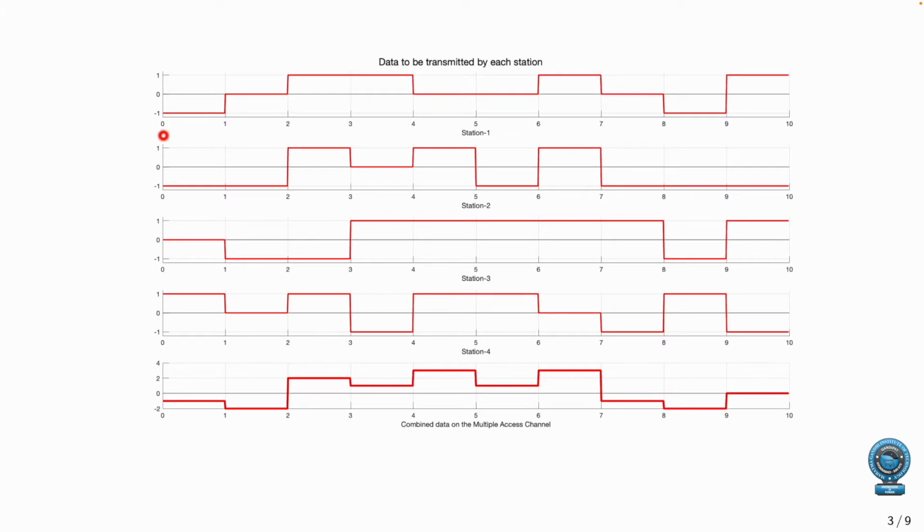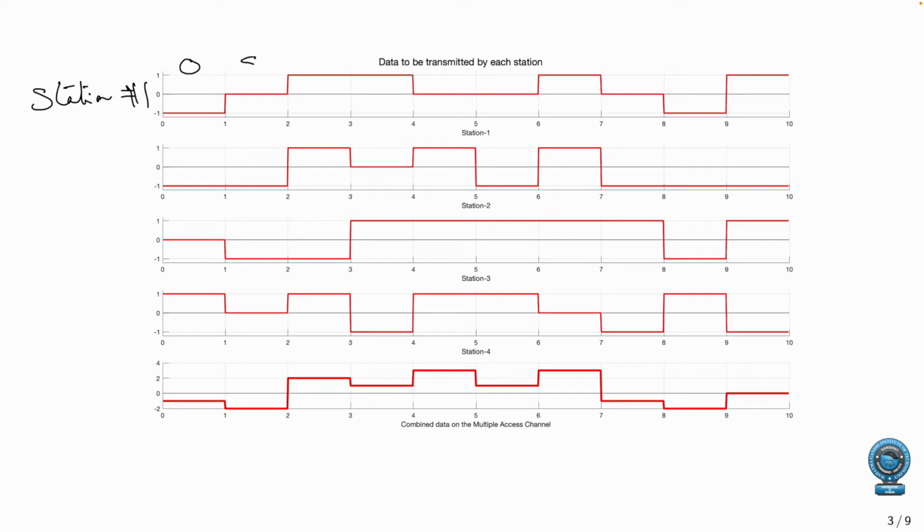Here's a waveform. This is the time axis, starting from 0 going all the way to 10. Let's assume they are seconds. You can see that from 0 to 1, the first second, this waveform corresponds to station 1. Station 1 has data to send, so in the first second he is sending a pulse of -1. So he is trying to send a data of 0. In the second interval, station 1 doesn't have anything to send. That's why he's idle, he's silent.